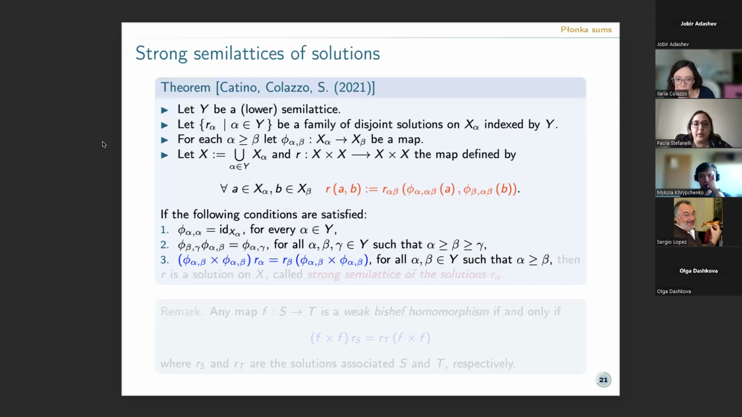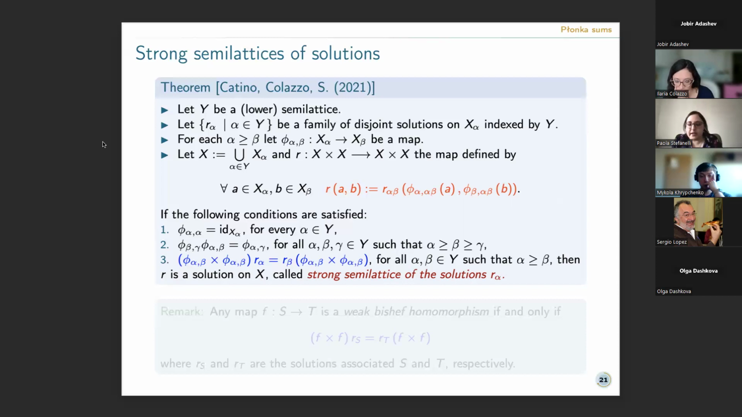We project any element a of X_α into the set X_αβ. Here αβ is exactly the minimum between α and β. We project any element b of X_β again into the set indexed by the minimum between α and β, and then we apply the map R_αβ, that is the solution on X_αβ. And we obtain that if the following φ conditions are satisfied, then R is a solution on X that we call strong semilattice of solutions R_α.